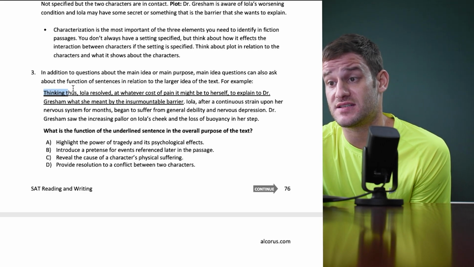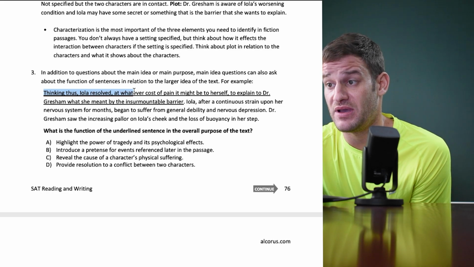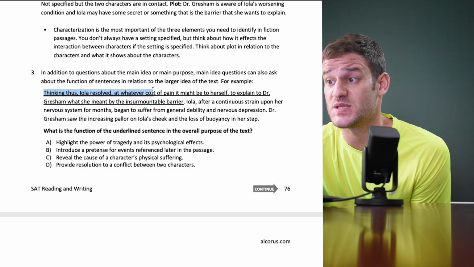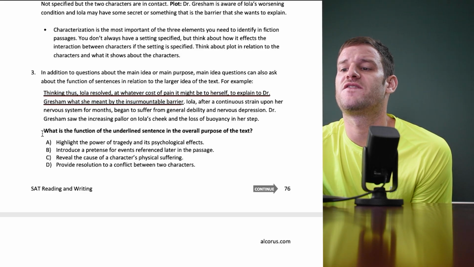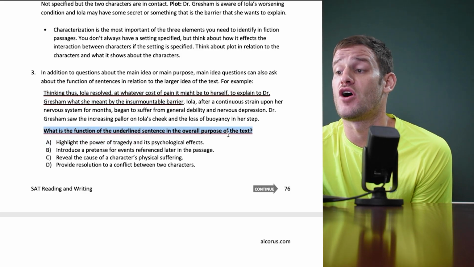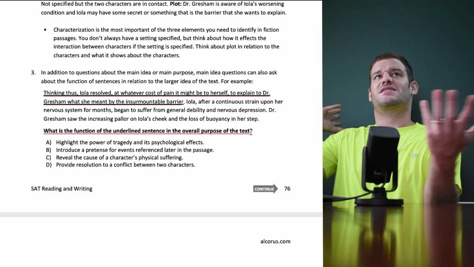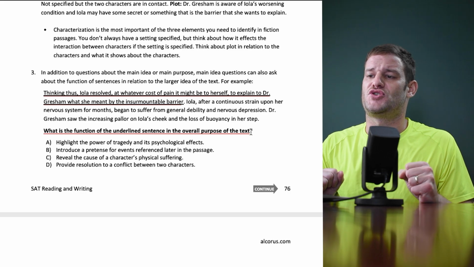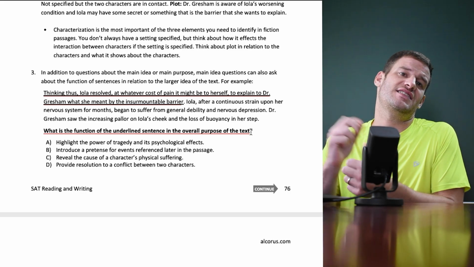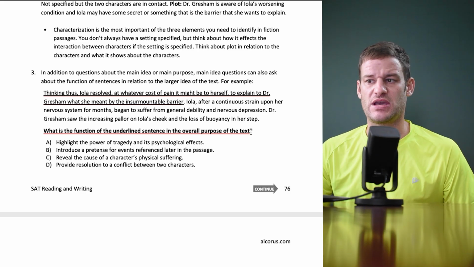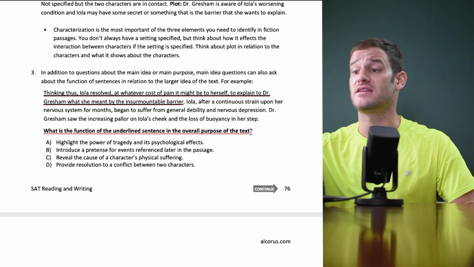So, "Thinking thus, Iola resolved at whatever cost of pain it might be to herself to explain to Dr. Gresham what she meant by the insurmountable barrier." So what is the function of that sentence in the overall purpose of the text? Now, on the SAT, the text passages are so short. The function of a sentence in a text is going to relate to the main idea, and that's why it's included in the main ideas here.